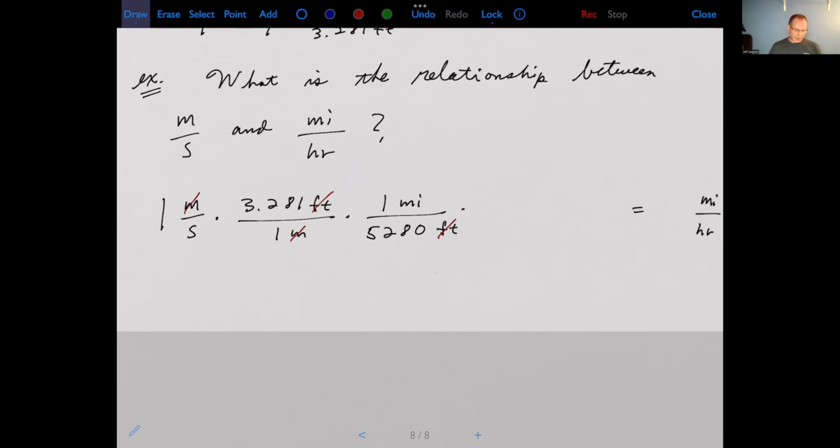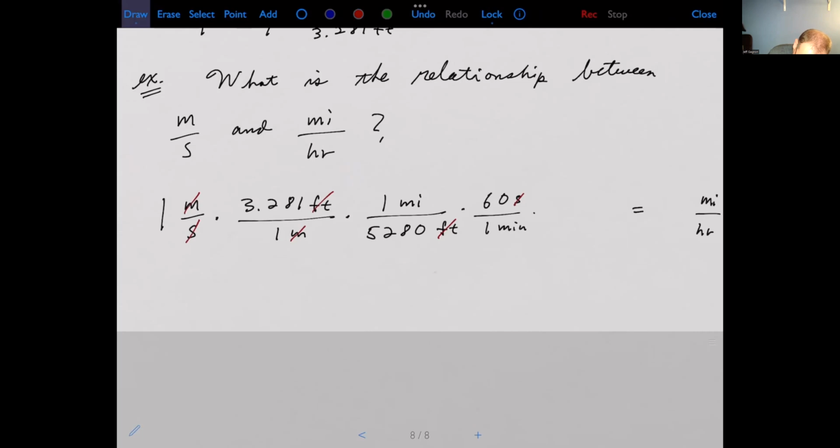So I need to go from seconds to hours. Well, first, let's go from seconds to minutes. So if I multiply by, since seconds is in the denominator already, now I want to put seconds in my unit conversion factor in the numerator. So 60 seconds is 1 minute. So then seconds will cancel.